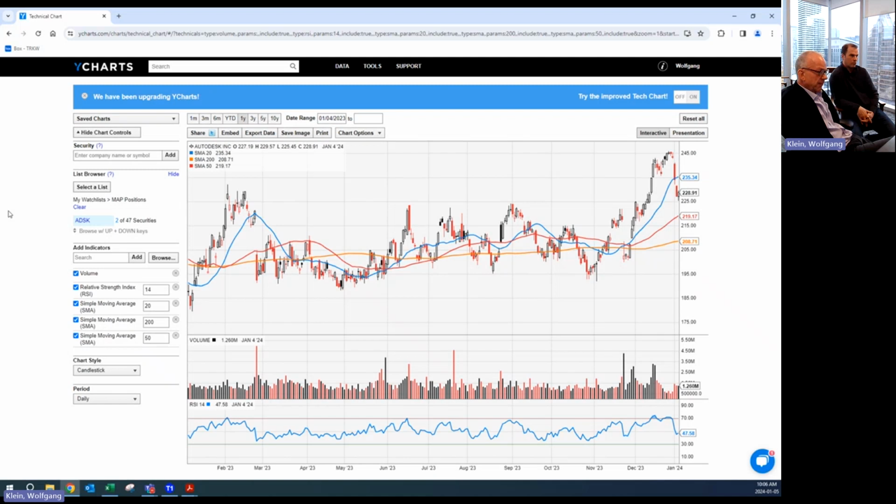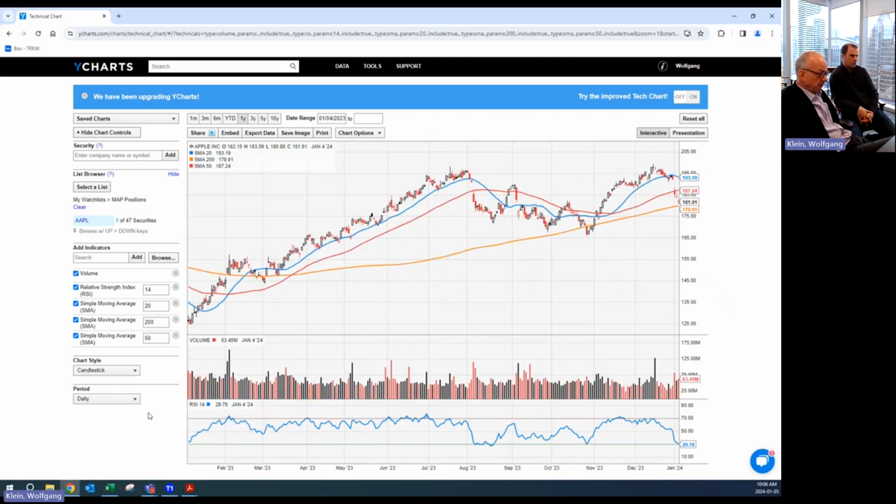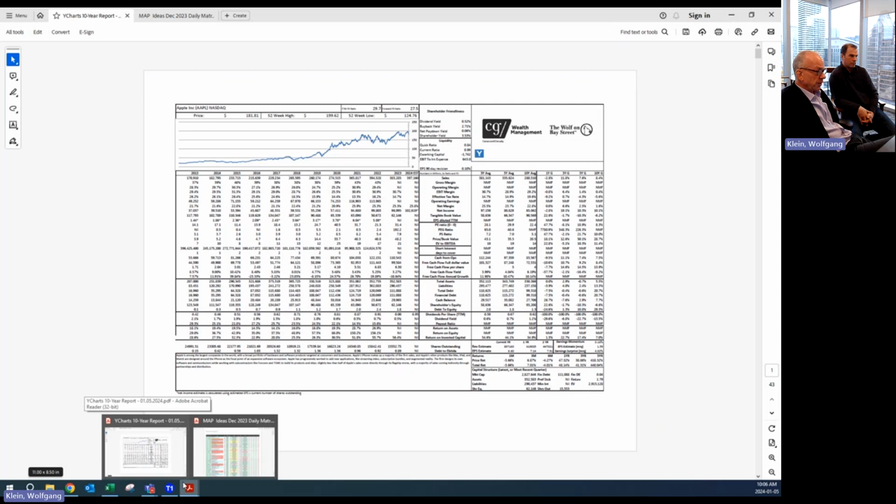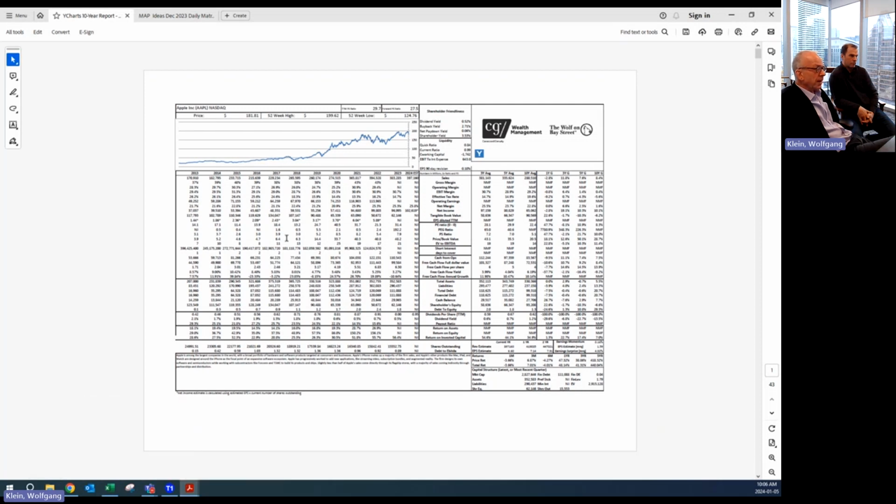Let's stay on Apple for a second, if we may. So that is the stock itself. I open up this, and you have this file here. So I now open up the Adobe package, which gives you Apple's financial condition of the last 10 years. This is an amazing amount of data on this piece of paper.